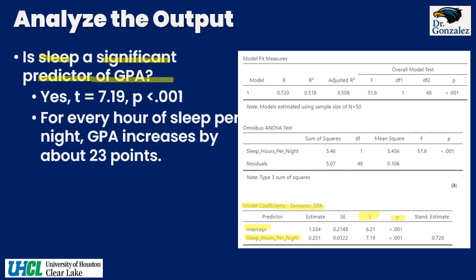But is sleep a significant predictor? Yes, it is. T equals 7.19, and the p-value is less than 0.001. So if I go back here and I look at this estimate, 0.231. For every hour of sleep per night, the GPA increases by about 0.23 points. That is where that came from, right there.